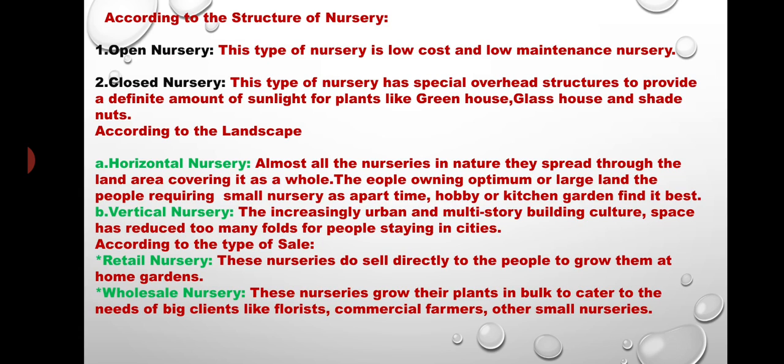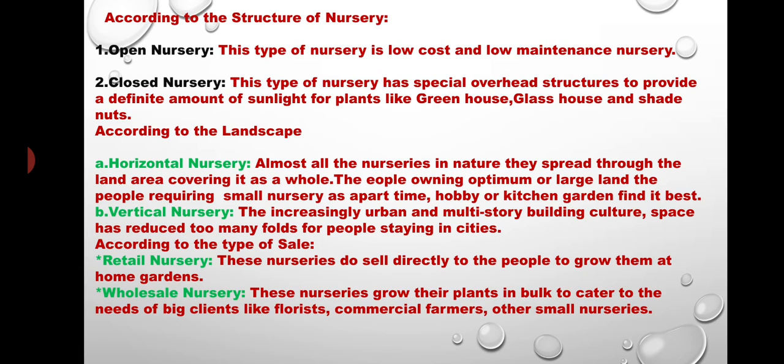And according to the landscape, the first one is horizontal nursery. Almost all the nurseries in nature spread through the land area covering it as a whole. The people owning optimum or large land, and the people requiring a small nursery as a part-time hobby or kitchen garden, find it best. Next one is vertical nursery. The increasingly urban and multi-story building culture has reduced space many folds for people staying in cities.